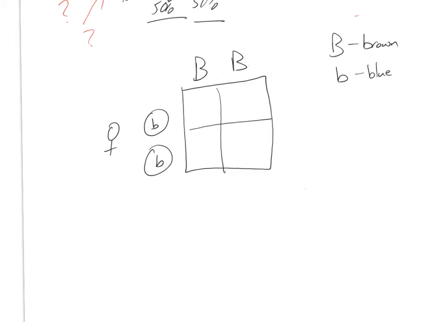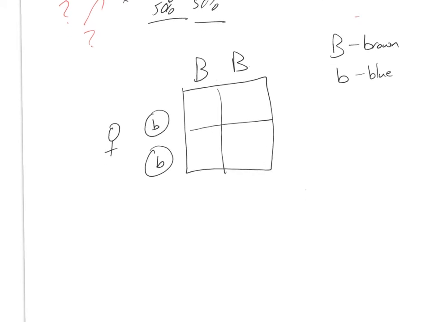So what are all his children going to be, Lean? They're going to be brown, but guess what? They're also all going to carry the recessive. They all have the gene for blue. All his children have the gene for blue, even though they all have brown eyes. We call this being a carrier, right?